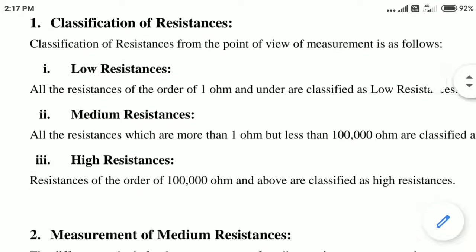Medium resistances are those whose value is more than 1 ohm but less than 100 kilo ohms. Today we are going to measure medium resistance with the help of the Wheatstone bridge. And high resistance is the resistance whose value is above 100 kilo ohms.